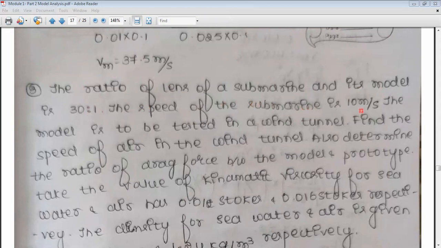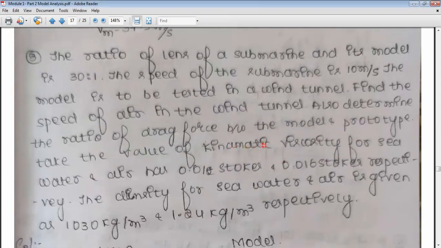The speed of the submarine is 10 meter per second. The model is to be tested in a wind tunnel. Find the speed of air in the wind tunnel. Also determine the ratio of drag force between the model and prototype. Take the value of kinematic viscosity for seawater and air as 0.012 Stokes and 0.016 Stokes respectively. The density for seawater and air is given as 1030 kg per meter cube and 1.24 kg per meter cube respectively.